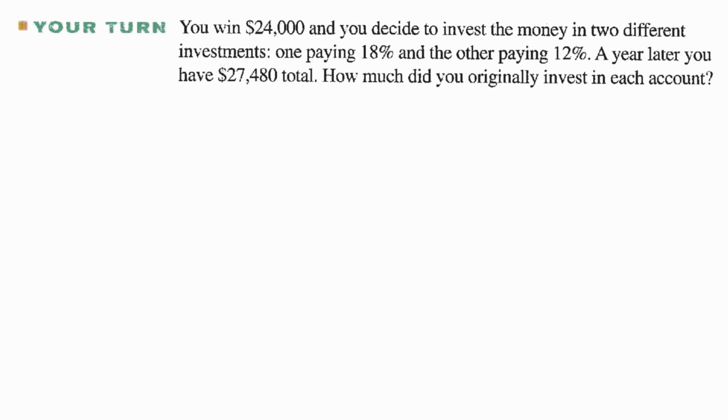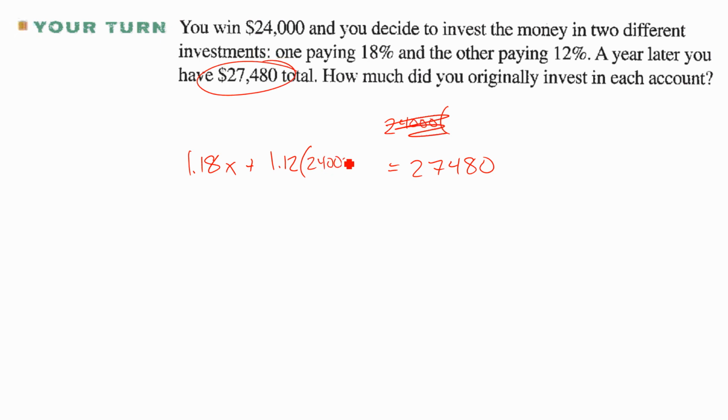The setup on this one would be 24,000 times, oh, I'm sorry, we know the total. The total is going to be 27,480. And the 24,000 is split into two pots. One at 18%, we don't know how much, plus the rest at 12%. So that's going to be 24,000 minus x. Let's put that into our calculator and see what we come up with.